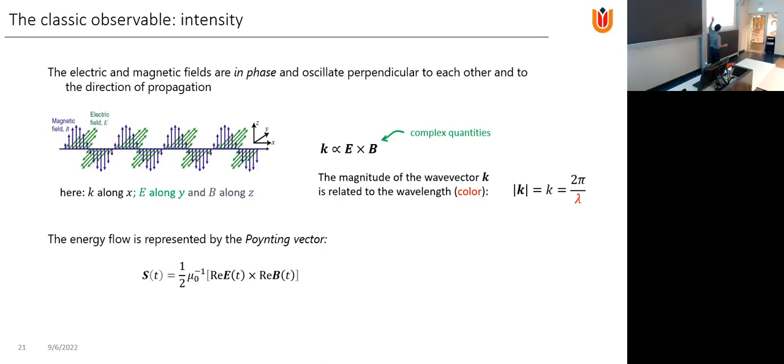The energy that is contained in this field then flows in the direction of k, and it is represented by the so-called Poynting vector. The definition of the Poynting vector is given here. Because this field oscillates very rapidly, so does the Poynting vector, and it has contributions from the electric field and from the magnetic field. Now, because it oscillates so rapidly, no detector that we can devise can actually measure that oscillation. So what you measure in an experiment is an averaged version of the Poynting vector.